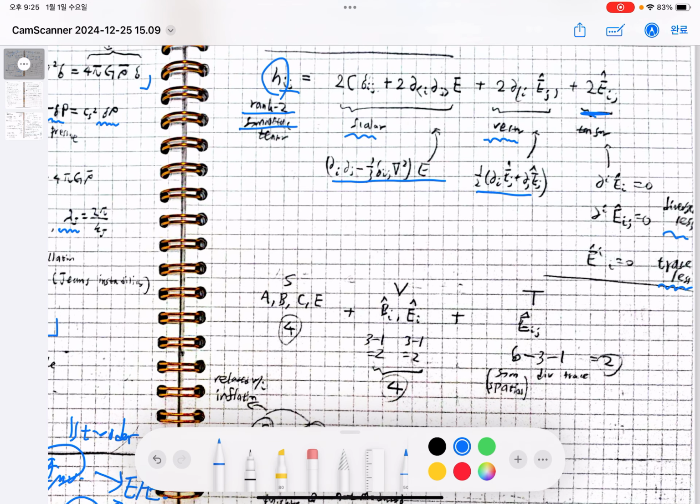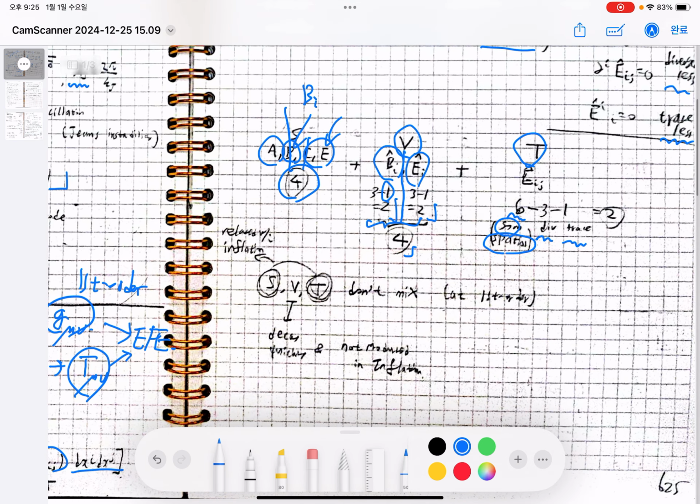If we count the degrees of freedom for each scalar, vector, and tensor decomposed part, for the scalar part there are the original scalars, and the B comes from the B_i, and the E comes from the tensor part. For the vector part, the B_i has 2 degrees of freedom, since there is one divergence-less condition, and also for the E_i there are 2 degrees of freedom. So the total is 4. For the tensor part E_ij, it is a rank-2 symmetric tensor, so there are 6 degrees of freedom, and if we consider the divergence-less and trace-less conditions, then only 2 remain. So the total number is 4 plus 2, which means 10. So it corresponds to the symmetric rank-2 tensor.